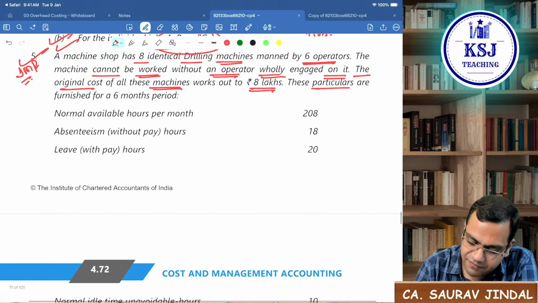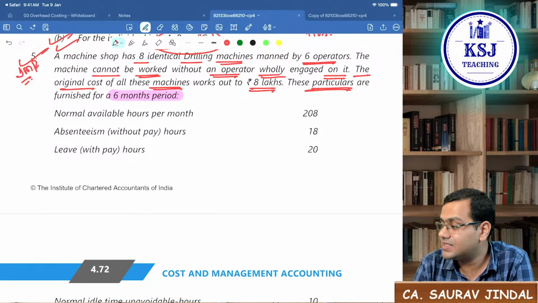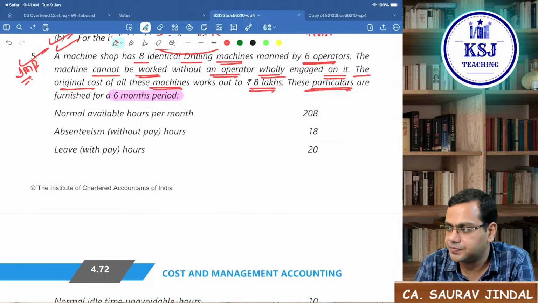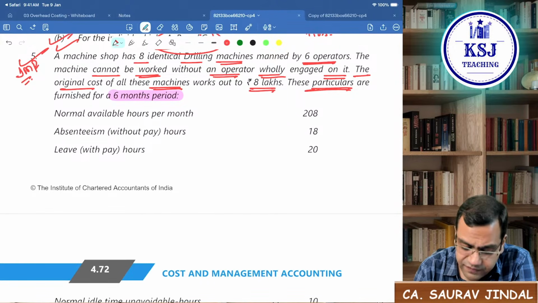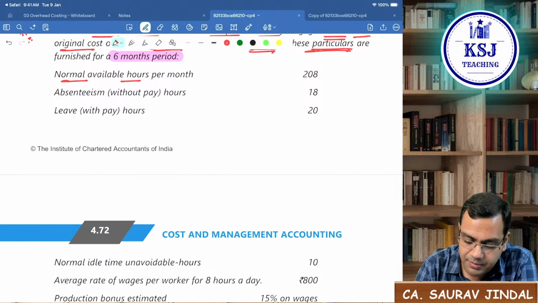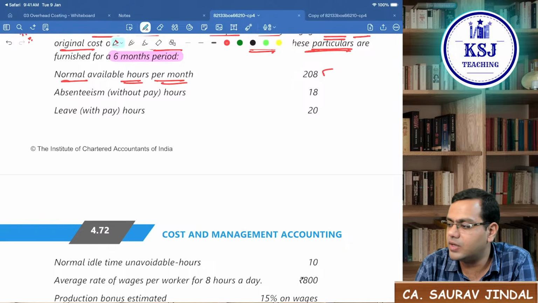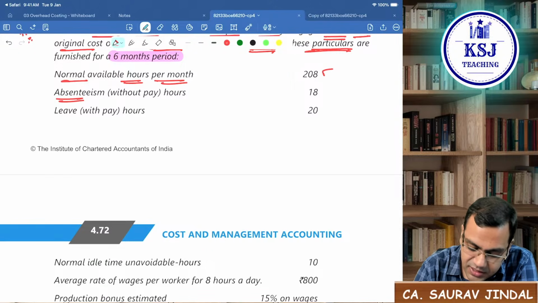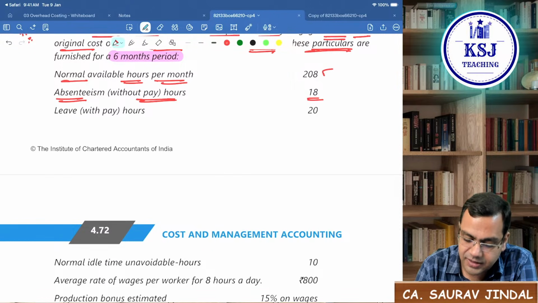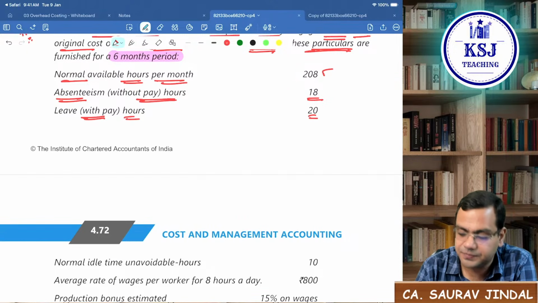These particulars are furnished for a 6-month period. So there is some information given for 6 months, half yearly, not quarterly, not for the full year, but a 6-month period. What is given is normal available hours per month is 208. For every month, one worker can work for 208 hours. Absenteeism without pay is 18, and leave with pay is 20.